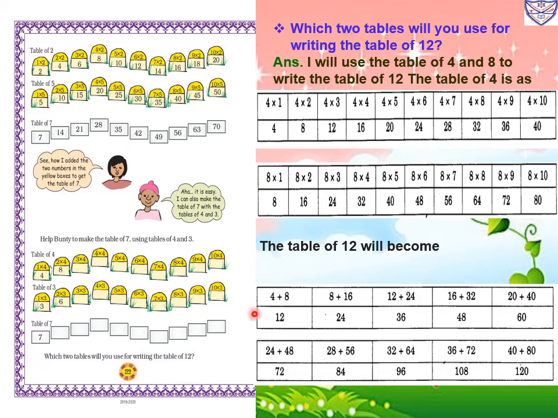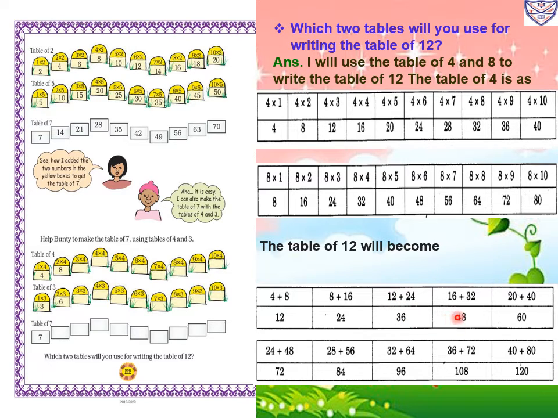So first 12 ones are 12. So for that we will add 4 plus 8. So that is 12. Now 12 twos are 24. So now we will add 8 plus 16. So 8 plus 16 that is 24. Now 12 threes are 36. So for that we will add 12 and 24. So 12 plus 24 that is 36.